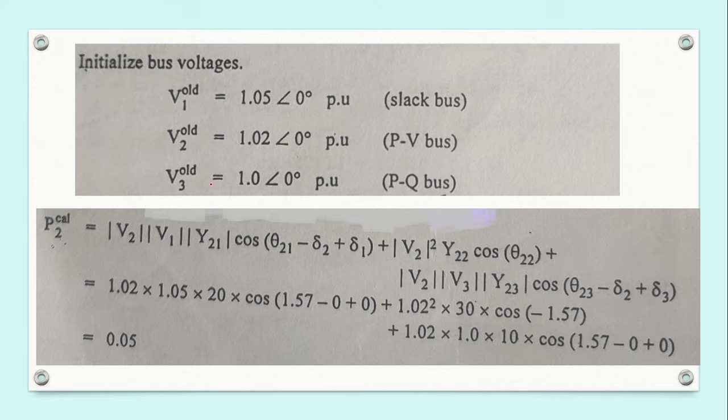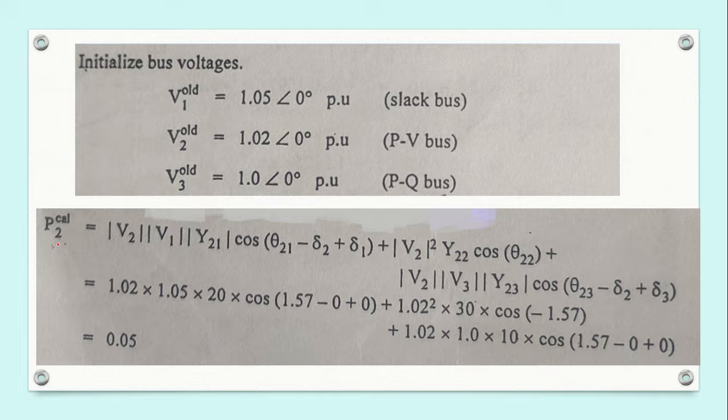And the third bus is a PQ bus. Both voltage magnitude and voltage angle are unknown. So we have to take the voltage magnitude as 1 per unit and angle as 0 degree. So likewise we can initialize the bus voltages. Now we have to calculate the active and reactive powers. So first of all, for bus number 1, as it is a slack bus, we need not perform any calculations. So consider bus number 2 and calculate the active power of bus number 2.